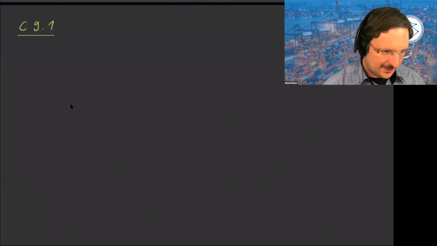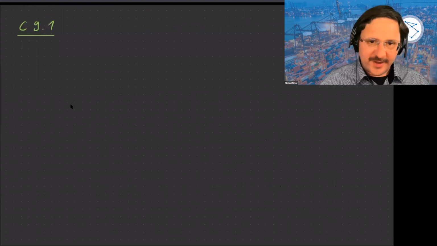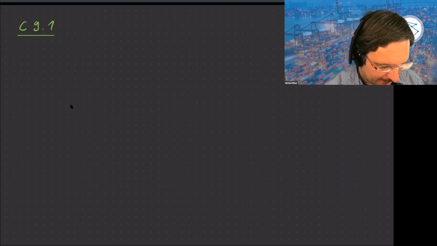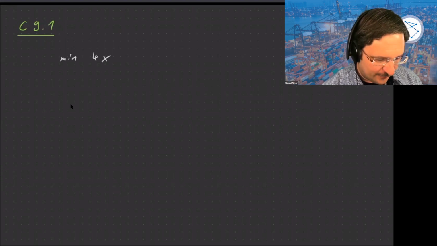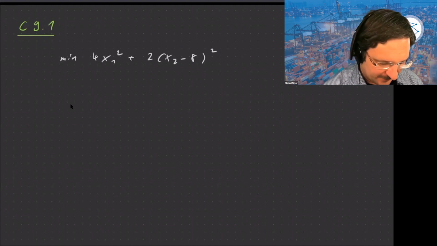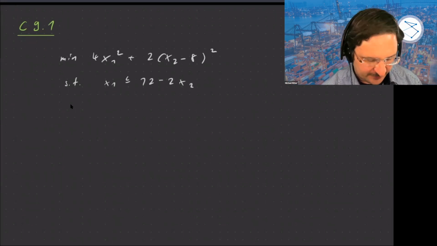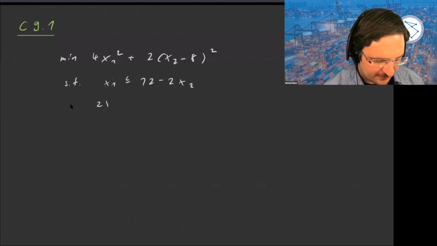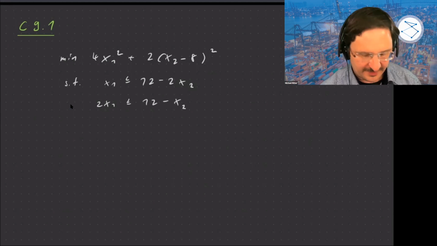C91. We have an optimization problem in 2 dimensions, so 2 variables, x1 and x2. And it's given in this form here: minimize 4x1 squared plus 2, x2 minus 8 squared, subject to x1 is less or equal to 12 minus 2x2, and 2x1 is less or equal to 12 minus x2.